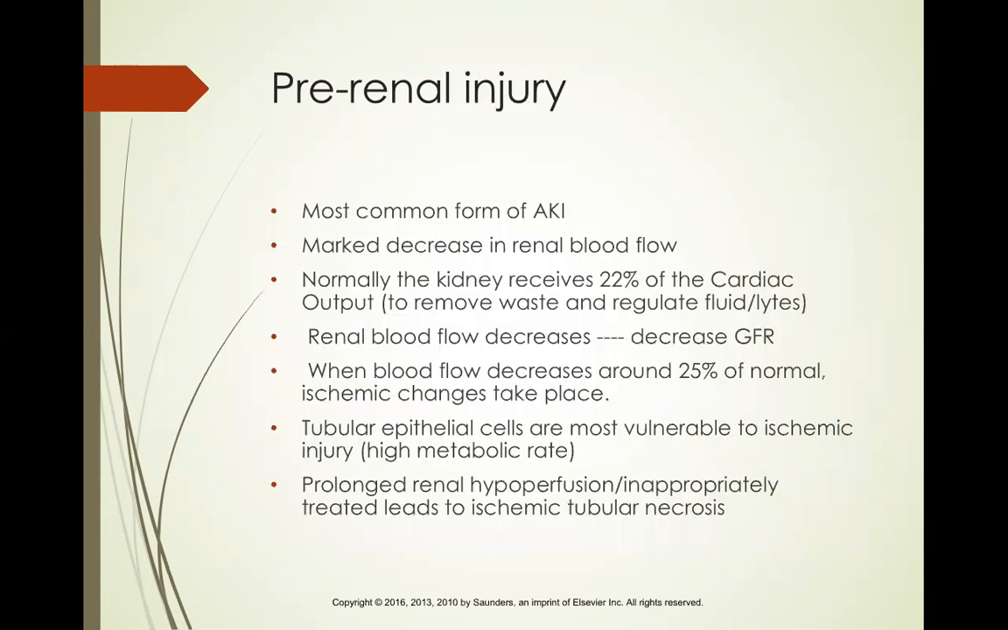The pre-renal injury is your most common form of acute kidney injury, and it's related to the decrease in blood flow. The kidney should receive about 22% of the cardiac output in order to regulate the fluid and the electrolytes. When the renal blood flow decreases, there's a decrease in the GFR. When blood flow decreases to about 25% of normal, then we can have an ischemic change to the kidney. The tubular epithelial cells are most vulnerable, so they will start to shed if they are hypoperfused. And that's where the tubular necrosis occurs.